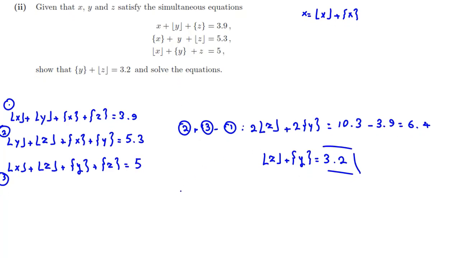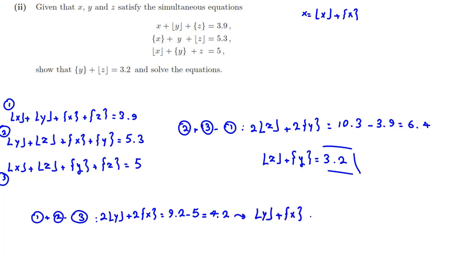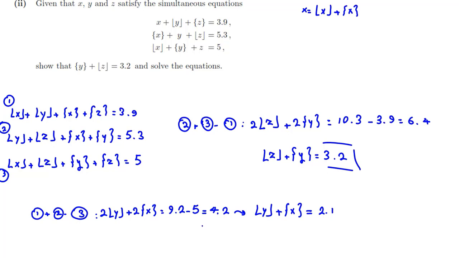Okay, so if we do the same thing, if we consider 1 plus 2 minus 3, let's see what we have. The xz will be cancelled. We have 2 times integer part of y, and zy will be cancelled, plus 2 times fractional part of x equal to 3.9 plus 5.3. It's 9.2. Minus 5 equal to 4.2. So it will be fractional part of y plus integer part of y plus fractional part of x equal to this divided by 2. It's 2.1.